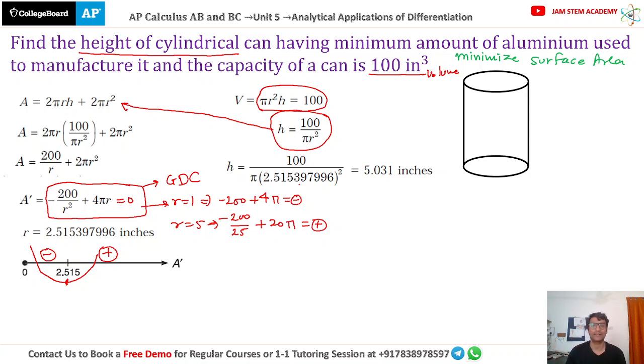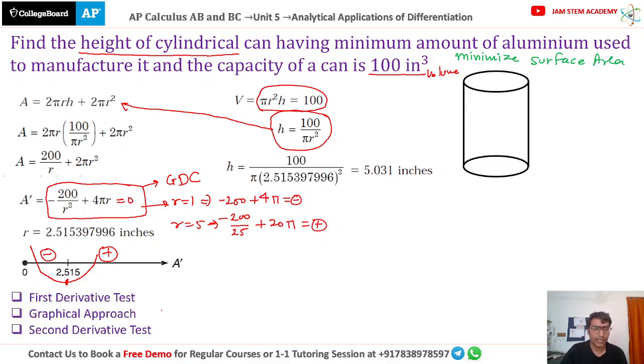That's your first derivative test. I hope you got this. Finding the derivative, put it equal to 0, check the sign of A prime, negative to positive or positive to negative, to check the local maxima, minima. Okay. Second method. The second method is the graphical approach.